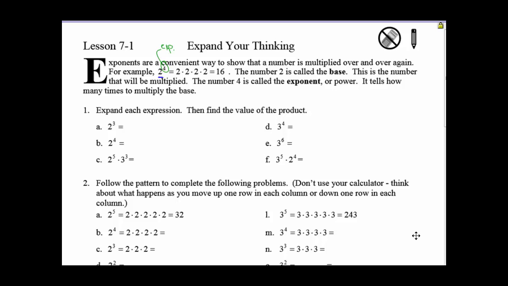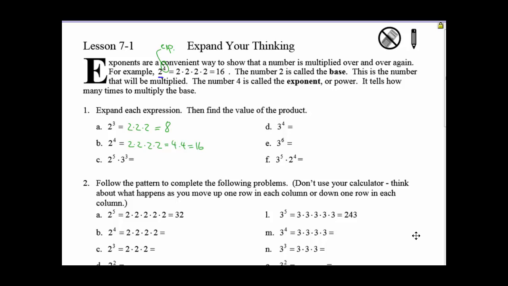So if we expand each expression on number 1, we're going to find the value of the product. First one, we're going to have 2 to the 3rd. This really means 2 times 2 times 2, 3 times. Well, 2 times 2 times 2 is 8. Okay. If we go 2 to the 4th, we're going to add one more 2. So it's 2 times 2 times 2 times 2. Two ways you can do this. 2 times 2 is 4. So we really have 4 times 4, which is 16. Or 8 times 2, which is also 16.